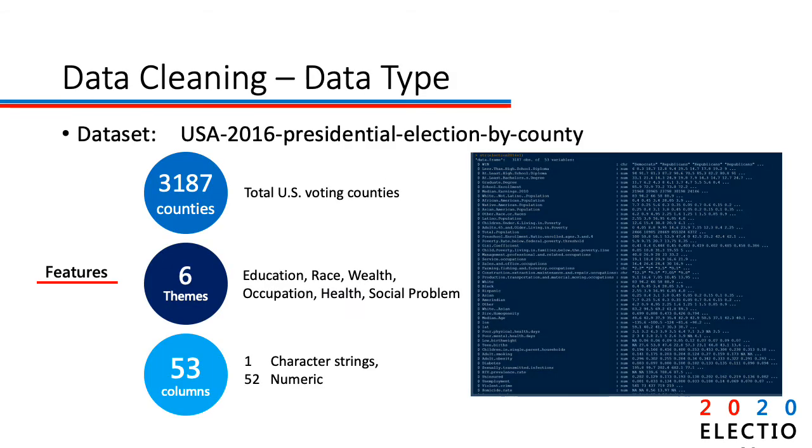The dataset we use is USA 2016 presidential election by county. We try to use this dataset to classify the background of voters in the United States. The dataset includes 3,187 counties' voters' backgrounds and systems including education, race, birth, occupation, health, and social problem. We can observe that the dataset has 53 columns including 1 character column and 52 numeric columns.